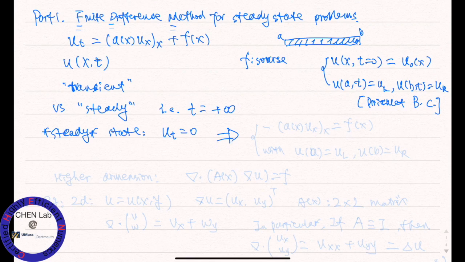Which means that once we put u_t equal to 0 in the original PDE, we get the equation negative (a(x) u_x)_x = f(x), where a is, by the way, the conductivity of the material. And the boundary condition is still there. Now u is only a function of x because it's not changing with time: u(A) is equal to UL, u(B) is equal to UR. So those are basically the equations that we're going to focus on for the first part.